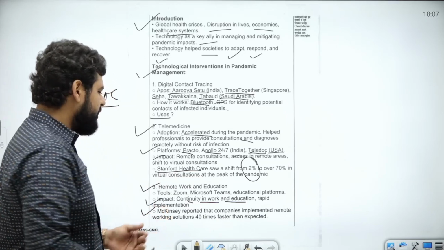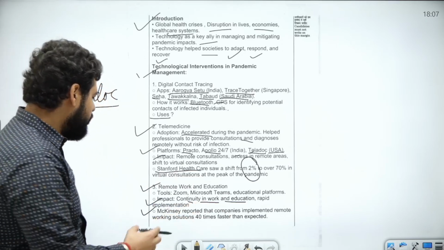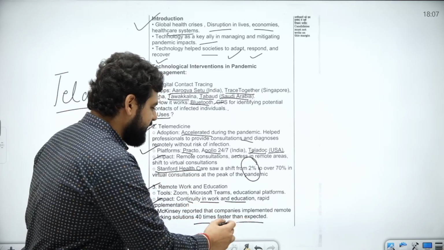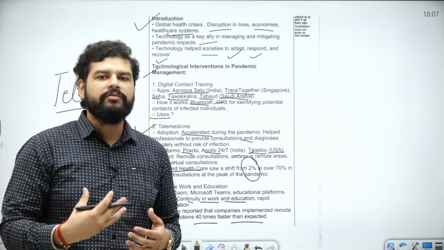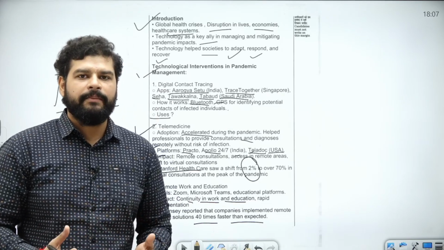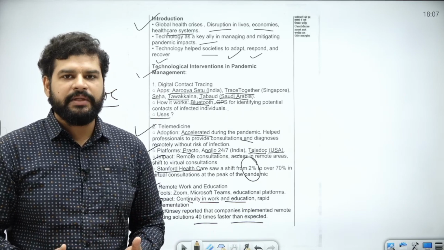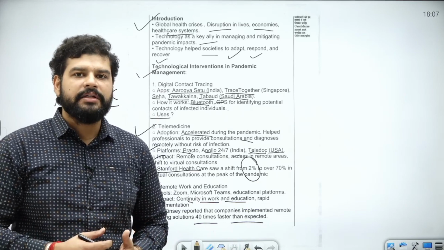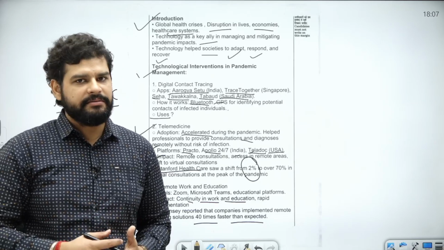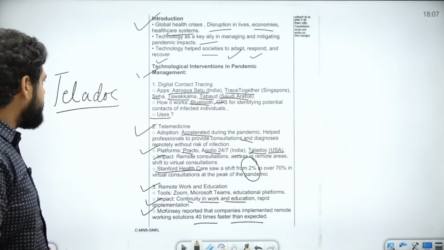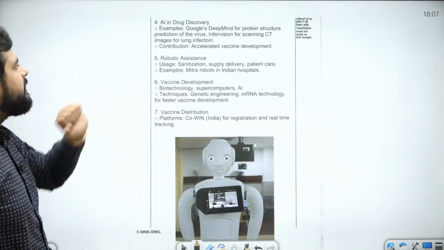McKinsey gave a report that said companies implemented remote working solutions 40 times faster than expected. So it's not like this was not going to happen. There were a lot of companies adopting work from home policies, but due to COVID, this was done at an unprecedented accelerated rate. Let's move on to the next point, AI in drug discovery.